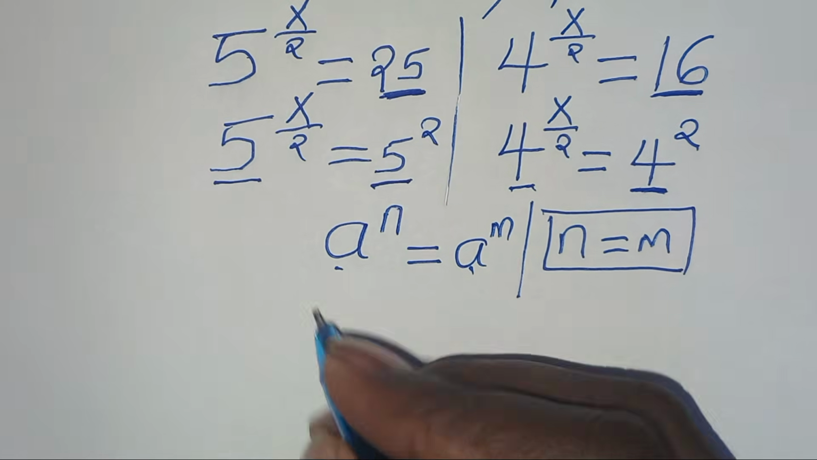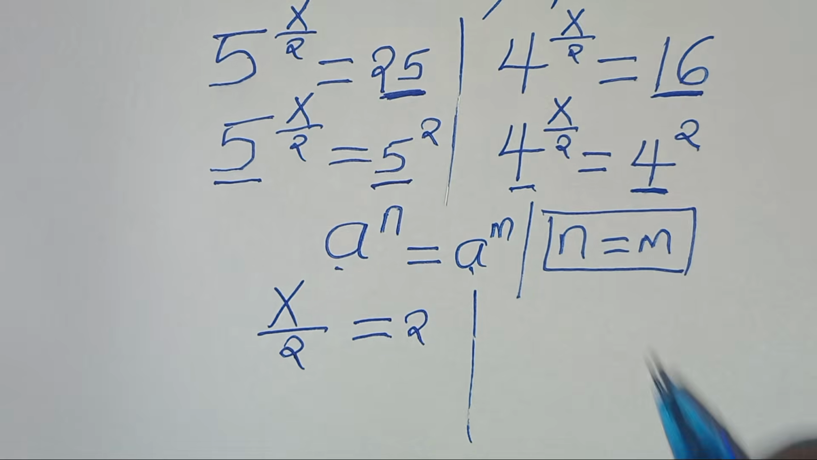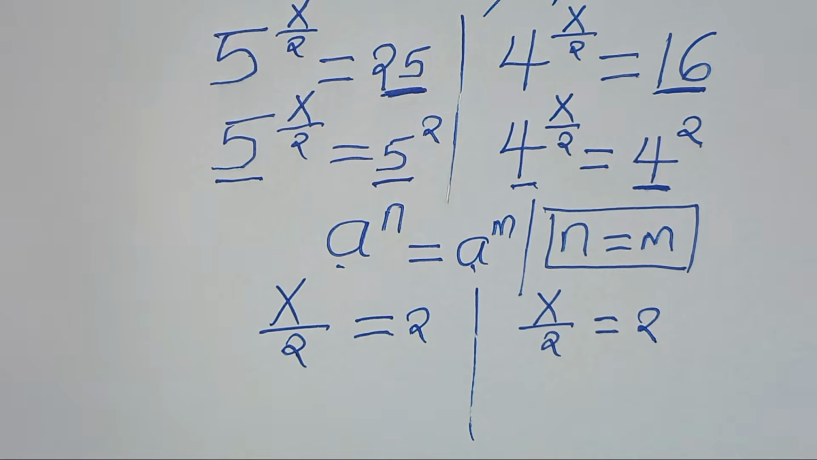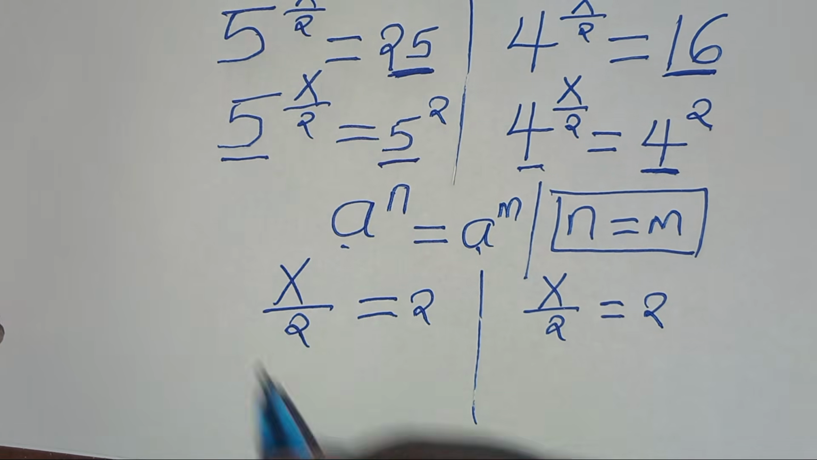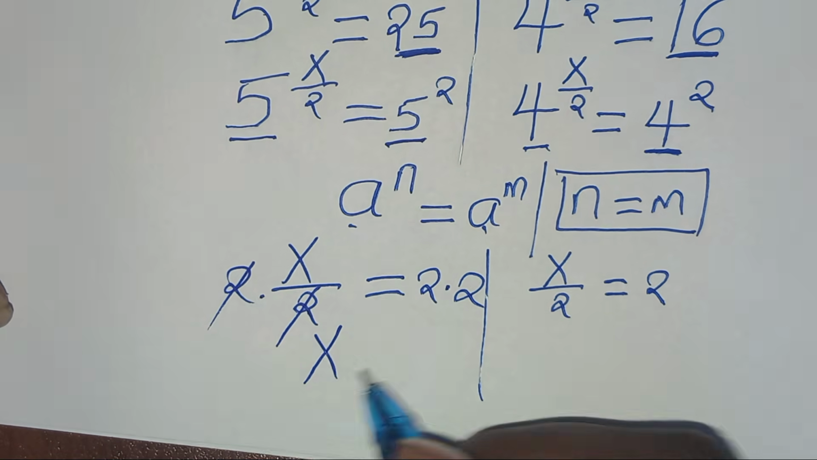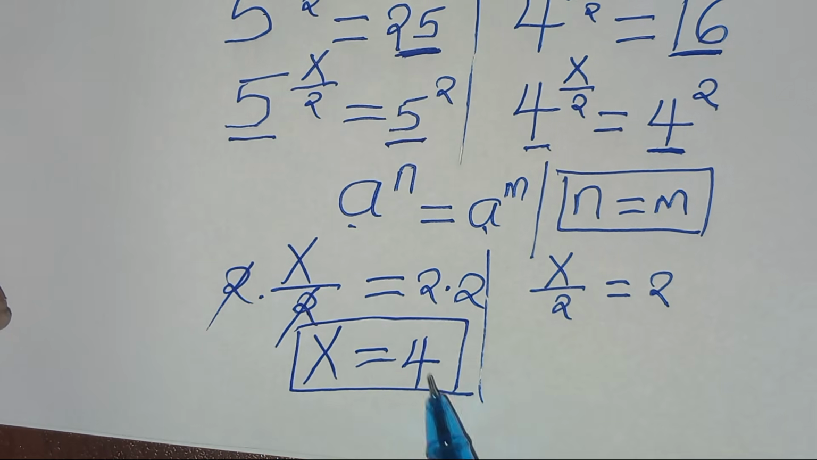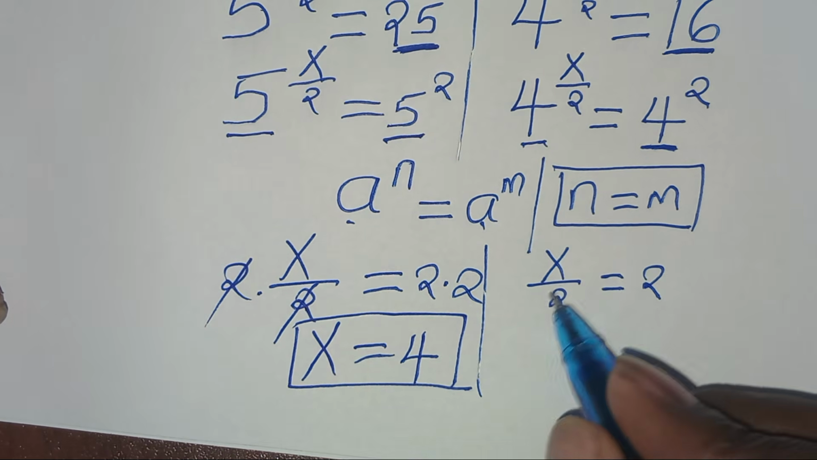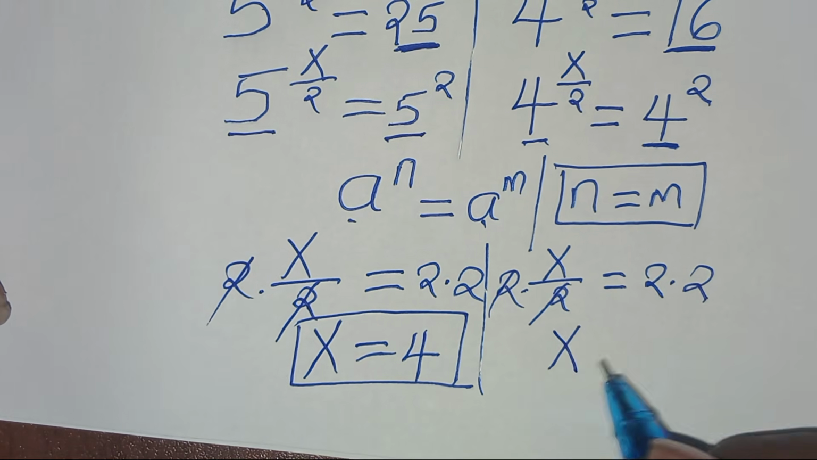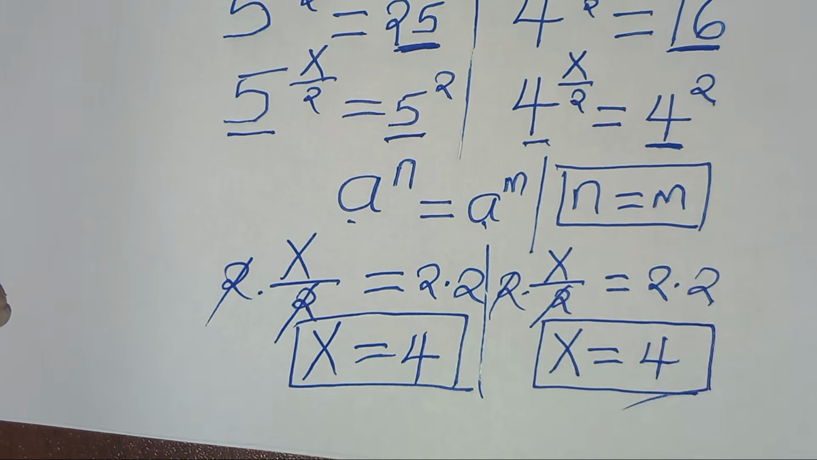So this implies that here we have x over 2 equal to 2. And the same case here, we have x over 2 equal to 2. So we can solve for the value of x here. Let's multiply both sides by 2, and this implies that x is equal to 2 times 2, which is equal to 4. So we have the value of x is equal to 4.